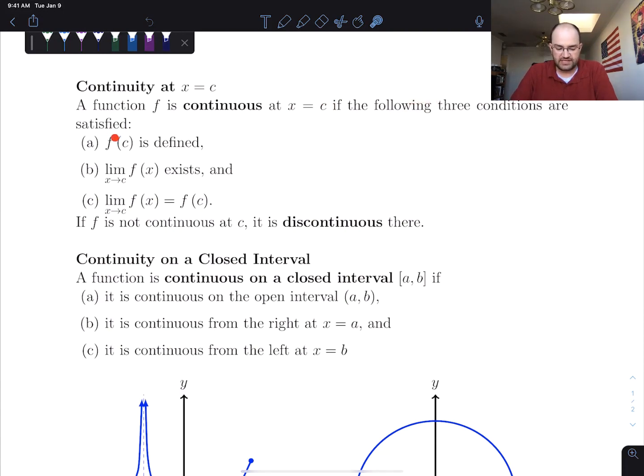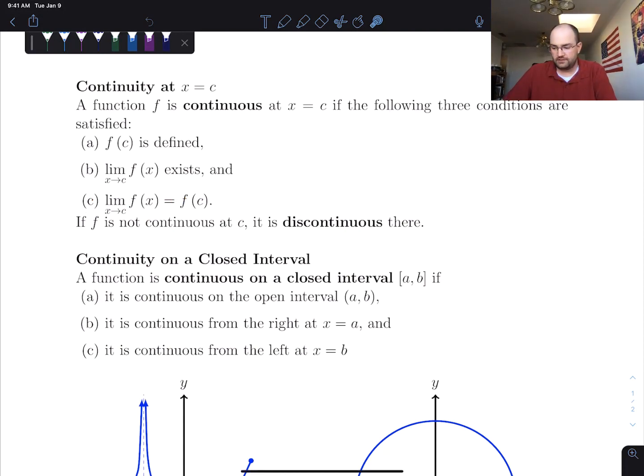The first condition is that f of c is defined. In other words, the function is defined at that value. The second one is that the limit as x approaches that value exists. So the first one is that the function is defined, the second one is that the limit exists, and this third one here is that the limit is the same as the function value.